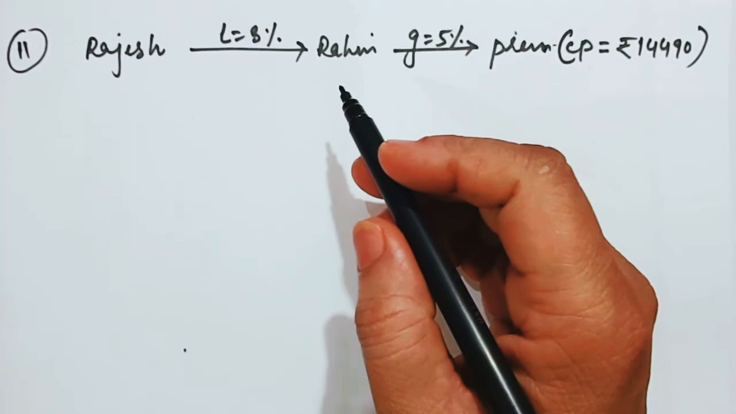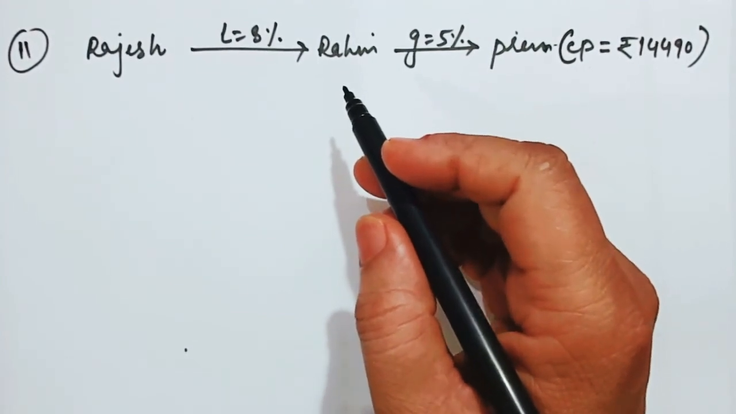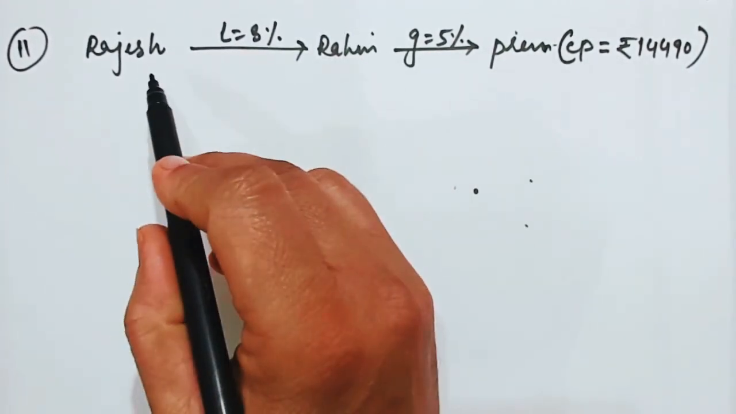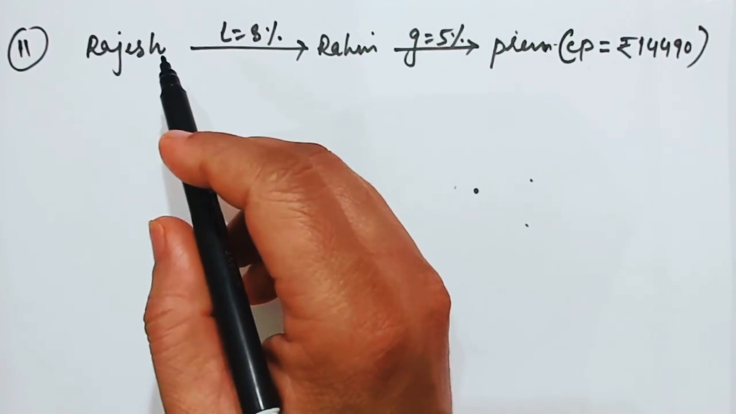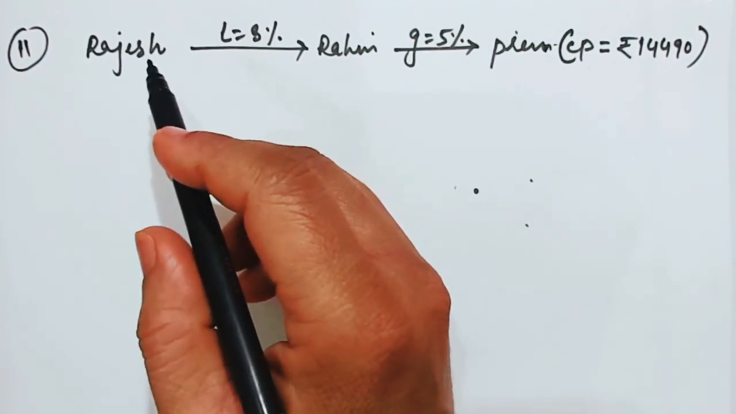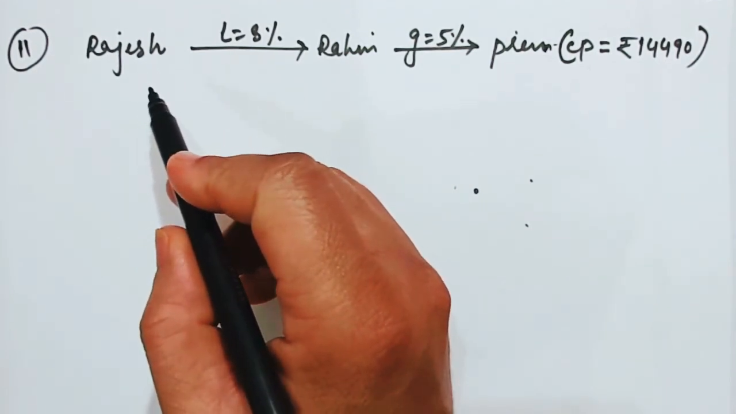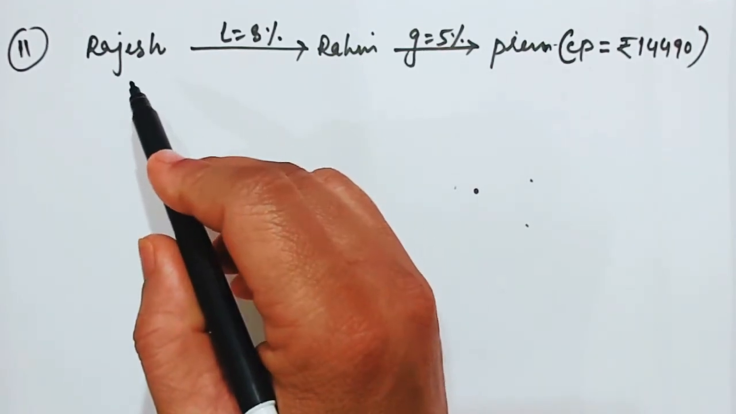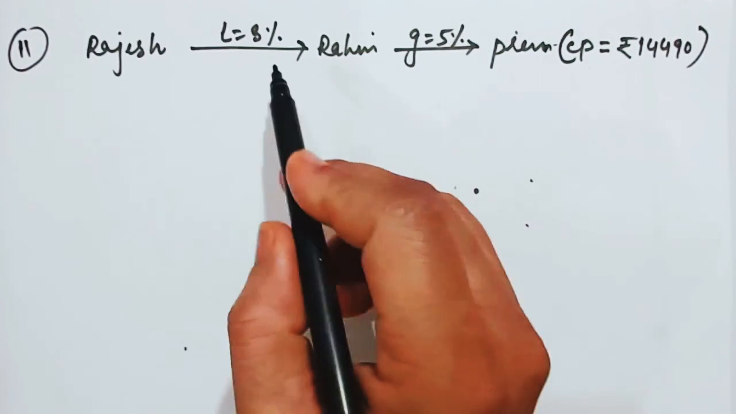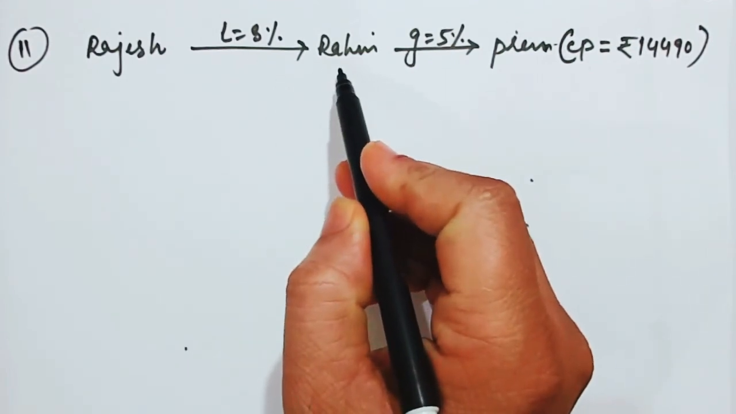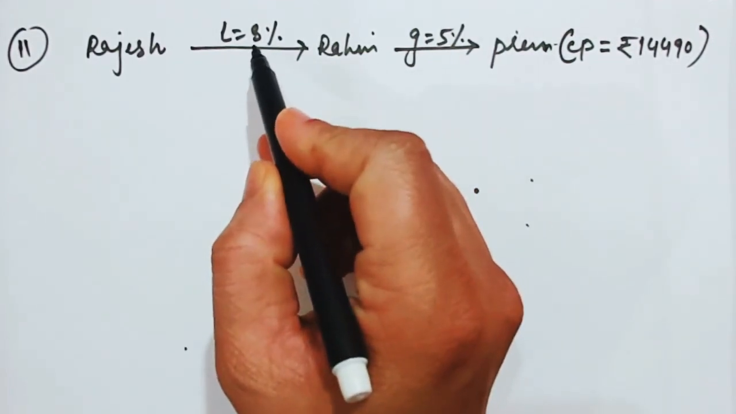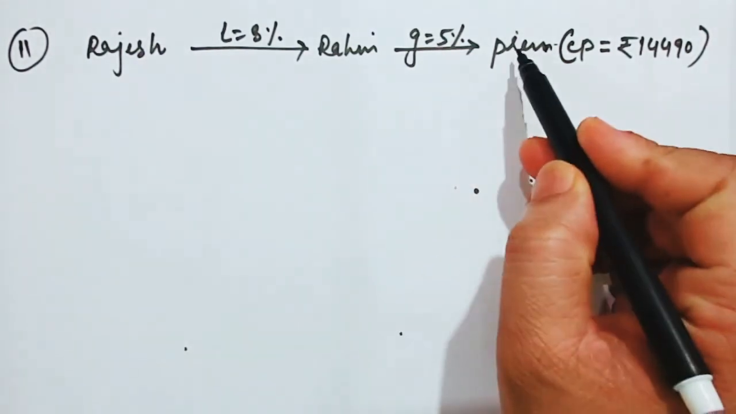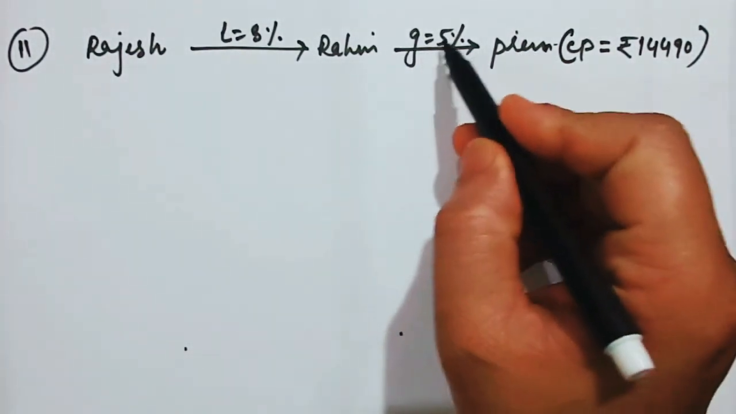So here we go with number 11, where Rajesh sold his scooter to Rahim at a loss of 8%, and Rahim sells it to Prem at a gain of 5%. Let me tell you that number 11 and number 12 are quite important from the examination point of view.